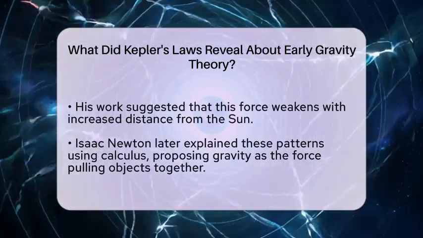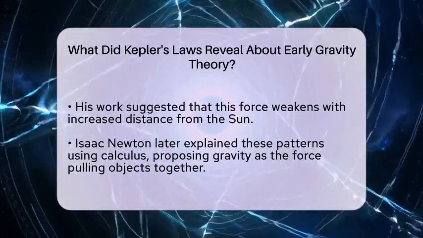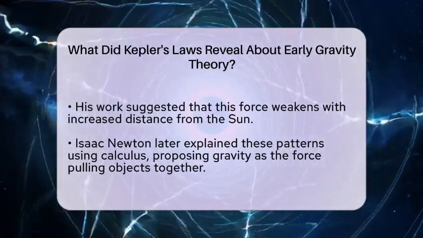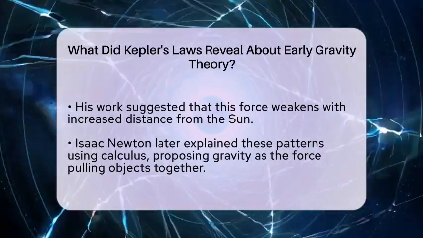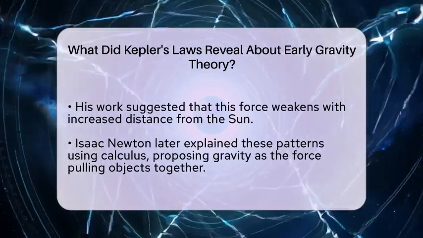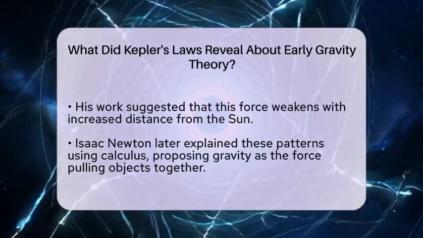Later, Isaac Newton used calculus to explain these patterns. He proposed that a force called gravity pulls objects toward each other. Newton showed that this force follows an inverse square law, meaning it gets weaker with the square of the distance. His law explained why planets follow elliptical paths and how the force depends on their masses and distances.